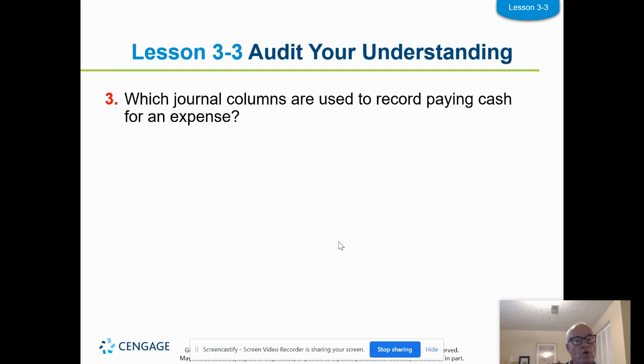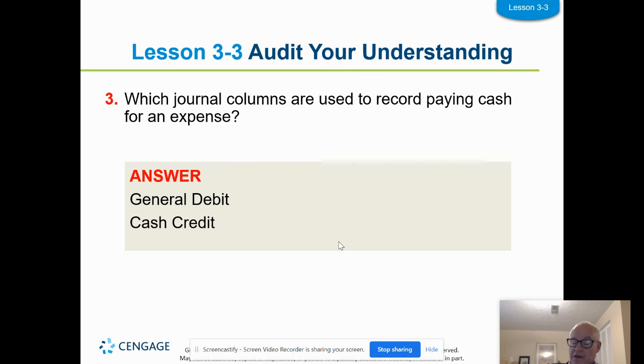Which journal columns are used to record paying cash for an expense? Well, general debit, whatever the expense happens to be, plus a description in the account title area, and then cash credit, because cash is going out the door. Again, when we say cash, we mean green stuff or writing a check. We could possibly also be using a debit card because that's coming right out of our checking account for our business. A business might have a debit card, also might have a credit card. We'll get into that later.